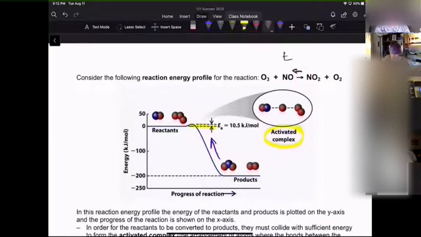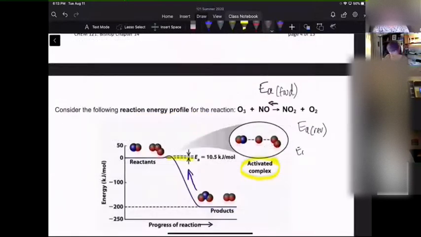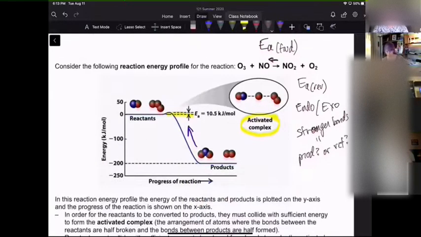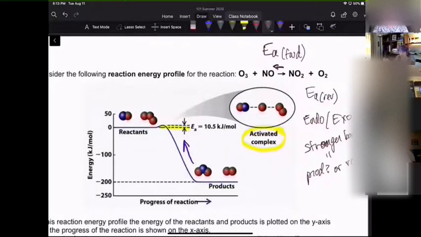We have the forward activation energy, we have the energy of activation in the reverse direction, and then we want endo versus exo, reminder, and the stronger bonds. Okay, so using that diagram. Okay, we've got the activation energy in the forward direction. That's written right on there. That is 10.5 kilojoules per mole.